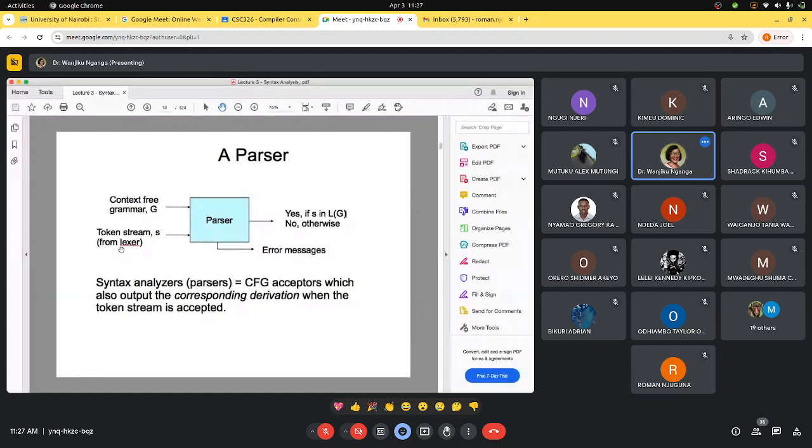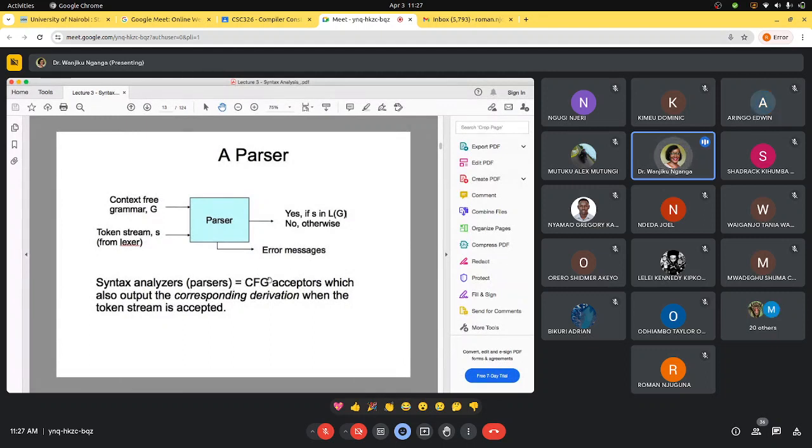And then it receives a token stream from the lexer. And its work is to just determine if S is in the language of the grammar. In other words, can we uncover the structure starting from the start symbol of that grammar to the token stream that we have gotten from the lexer? If yes, we accept. If no, we generate appropriate error messages. So syntax analyzers are CFG acceptors.